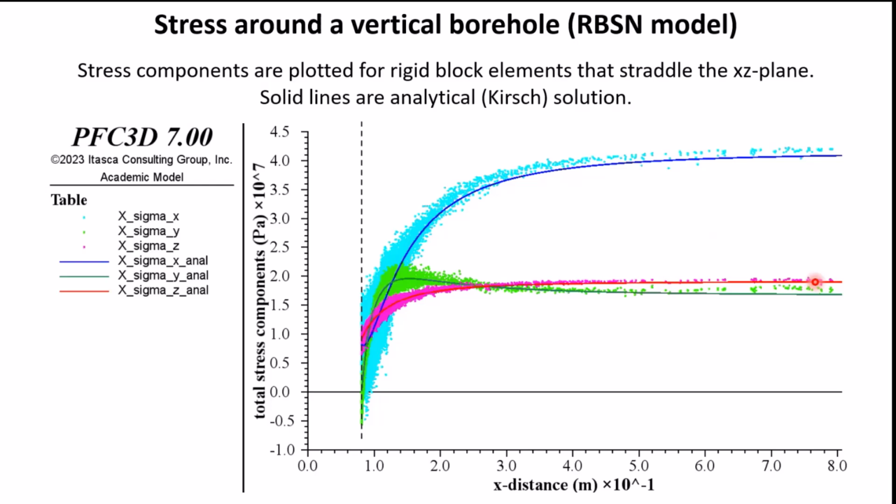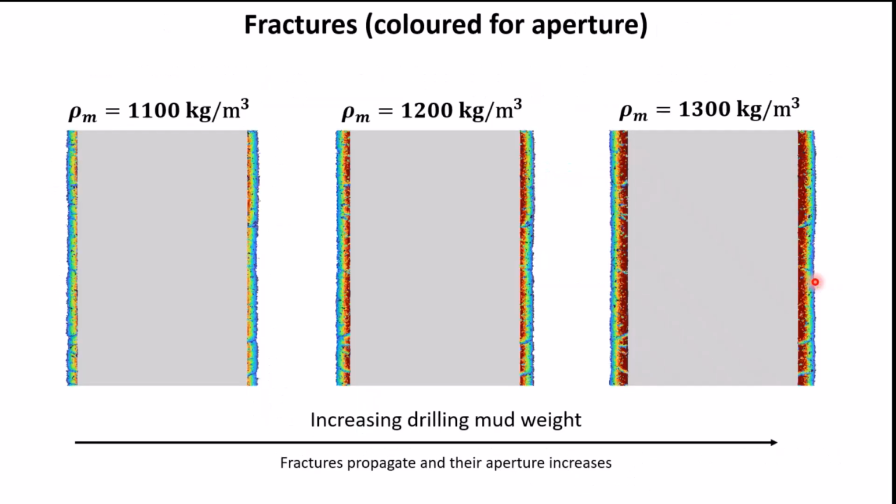Right, so what do the fractures look like? What I'm doing is I'm having this initial drilling mud density. That's pretty much the standard density that was used during the drilling campaign of Nagama 1100. The maximum is about 1,300. So I'm covering here the range of drilling mud density that was used during these drilling operations. And what you can see here, the fractures colored for aperture, the fractures do propagate.